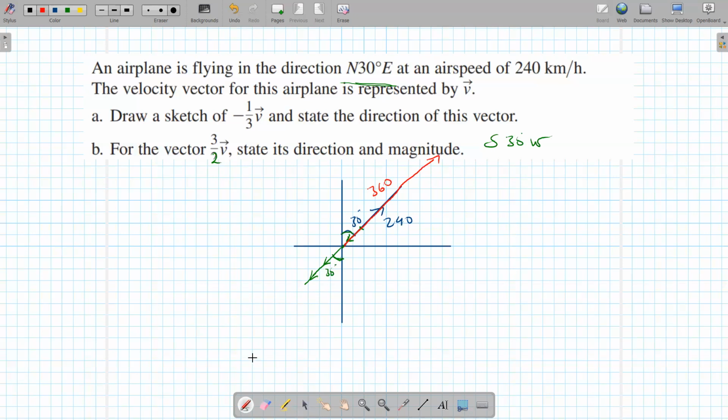What's the direction? Notice it's going in the same direction as the original vector, so direction doesn't change. Okay? So that does not change. So it's going to be north 30 east as well for part B, because it's going in the same direction as the original.